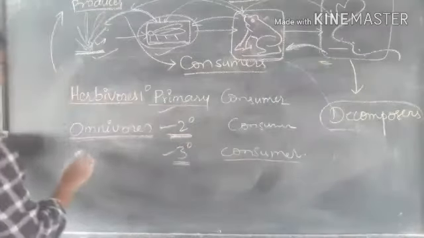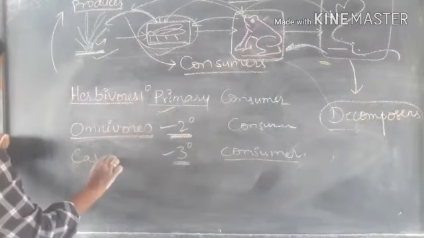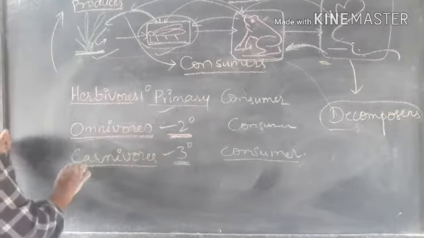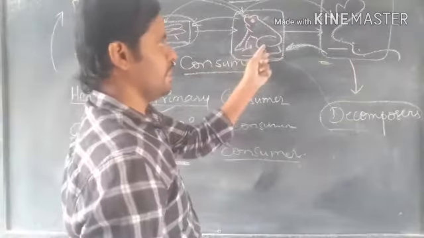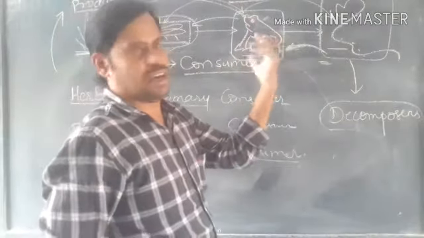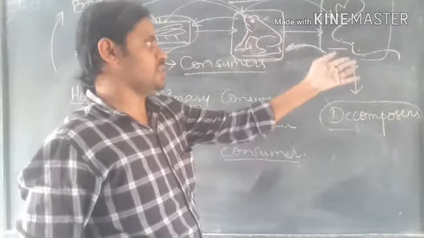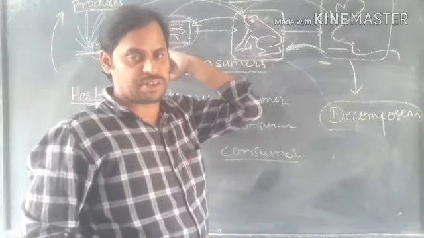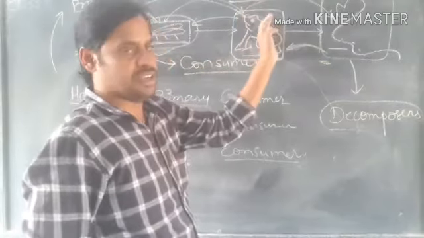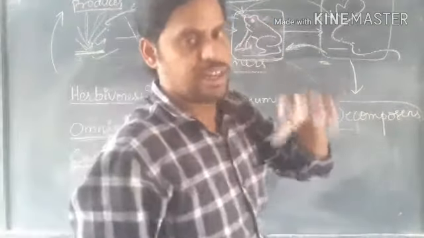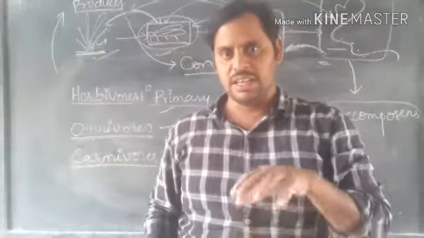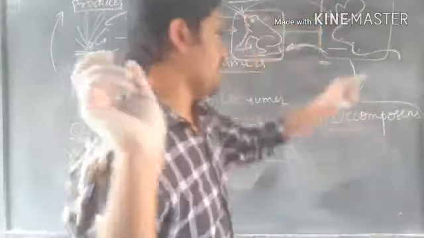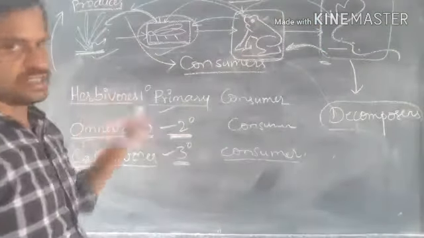Next, the third one, tertiary consumer. Mostly tertiary consumers are carnivores. What is meant by carnivore? One which eats only flesh or meat, other animals. These carnivores never touch the plant. They don't eat plant products. Definitely they eat only animals and animal products. So remember, carnivores do not directly depend upon the plants.